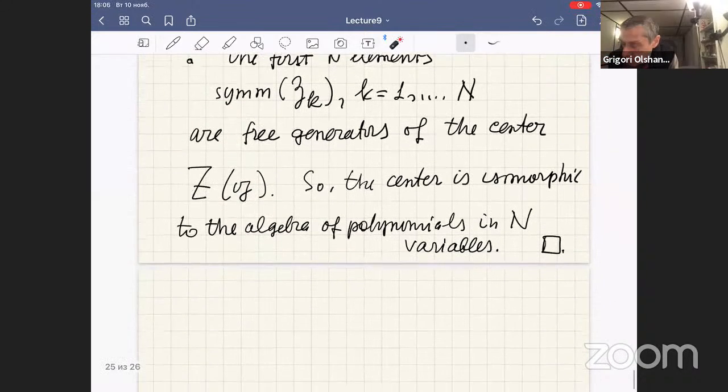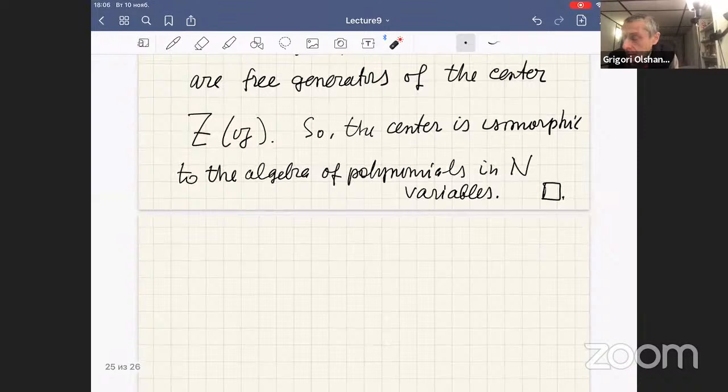Okay, so I have still some time, and I would like to explain why we are interested in the center. So why the center?